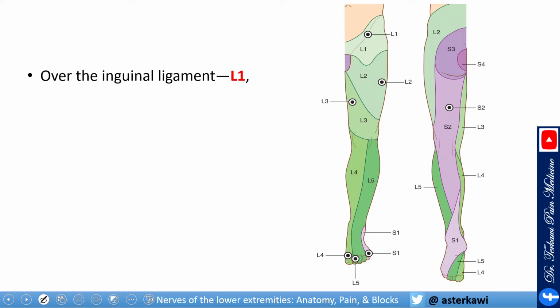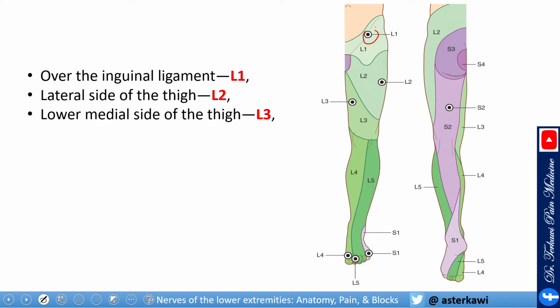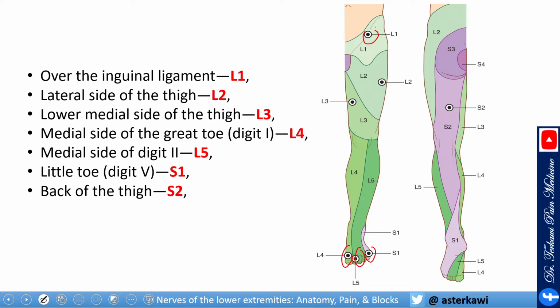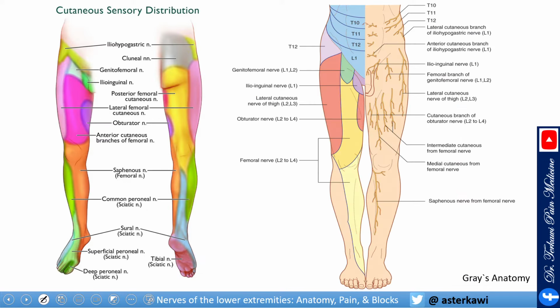So over the inguinal ligament here, this is L1. Then lateral side of the thigh, it's L2. Lower medial side of the thigh, L3. Medial side of the great toe, L4. Then medial side of digit 2, just here in the middle, that's L5. Then little toe, it's S1. Then back of the thigh, most of the back of the thigh is S2. Skin over the gluteal fold, S3.